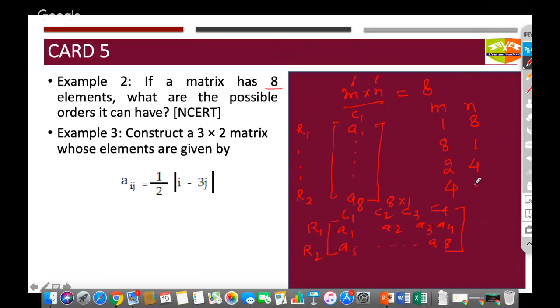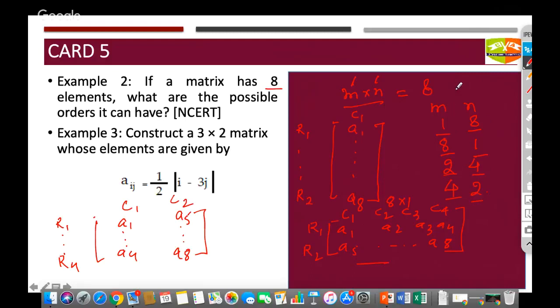To change it, I can just swap the number of rows and columns. So I can make four rows here from r1 to r4, and I can make two columns here, c1 to c2. And what I can do is that I can write numbers from a1 to a4, and I can write numbers from a5 to a8. I'll have 8 elements. Apart from this, see, the number of elements can only be integers, so m and n can only be integers. So multiplication of two integers is 8.